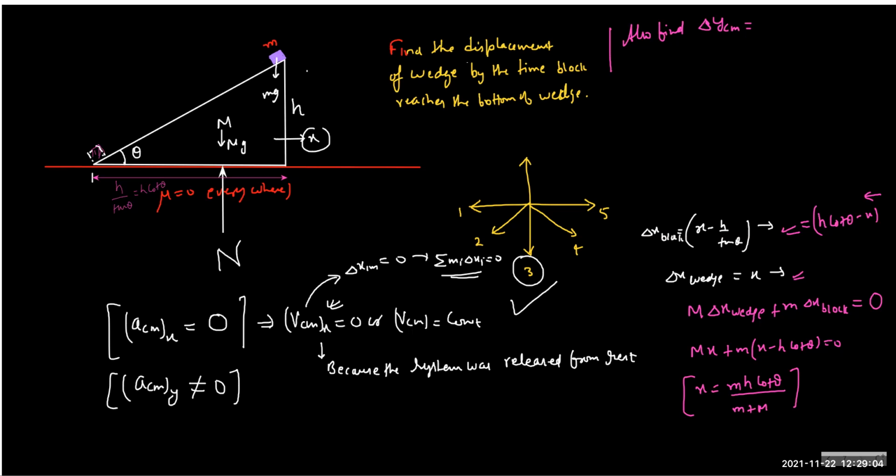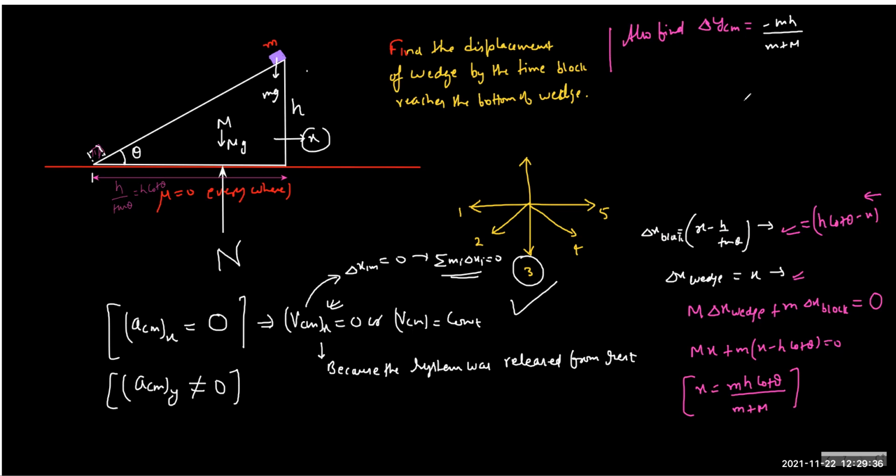So instead of writing the formula for delta x, you can write delta y for each object. And you will realize that the wedge is not going down, so there is no delta y for the wedge, which is 0. So you're supposed to add the delta y of the block itself. So the simple answer is minus mh by m plus capital M. Understood?